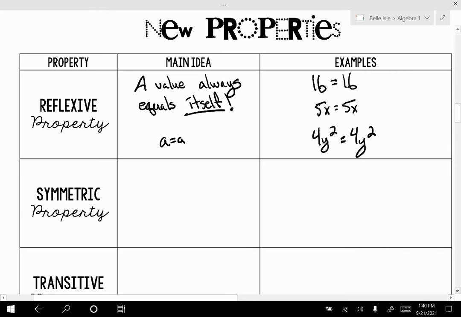Why is this an actual property? Isn't that just common sense? It only became common sense because someone created and established it as a property.